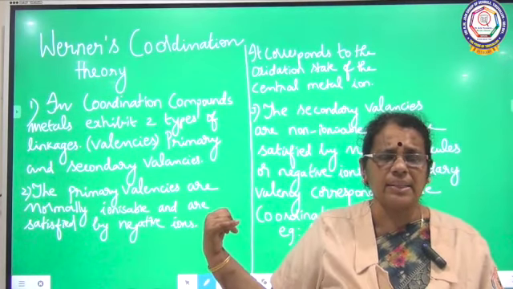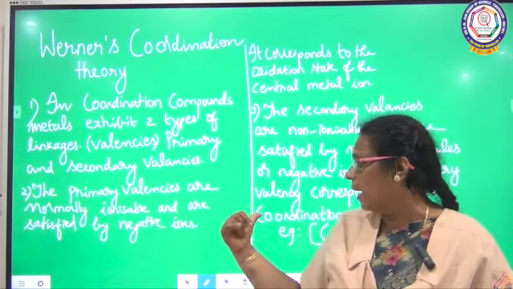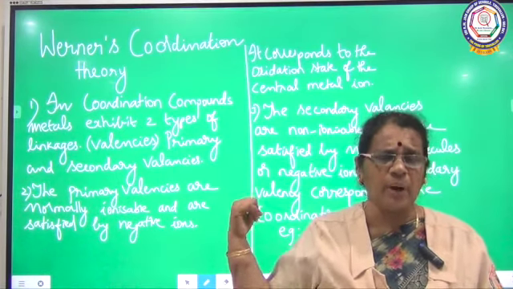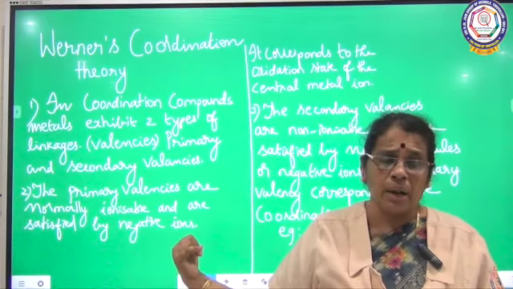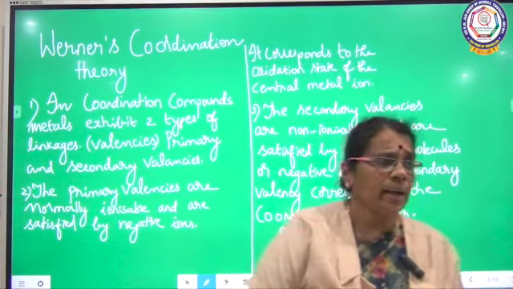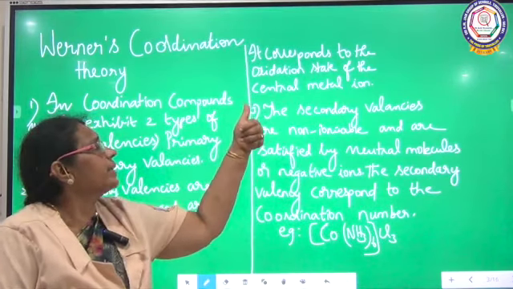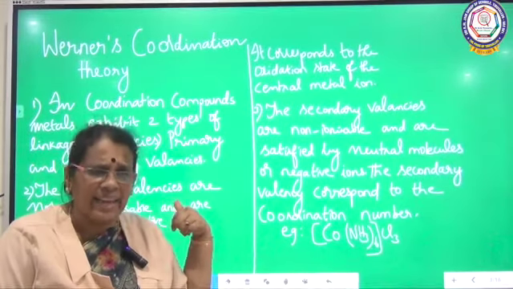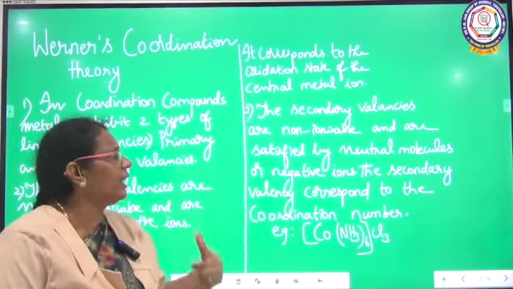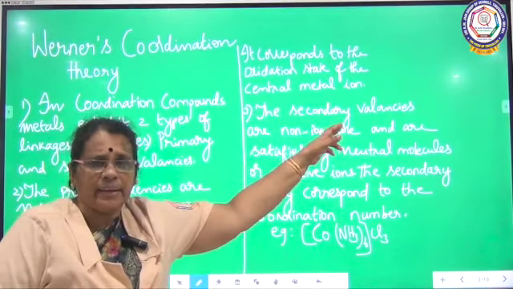Second point, the primary valencies are normally ionizable. They can be dissociated into ions and are satisfied by negative ions. So primary valencies are always ionizable and are satisfied by negative ions. It corresponds to the oxidation state of the central metal ion.